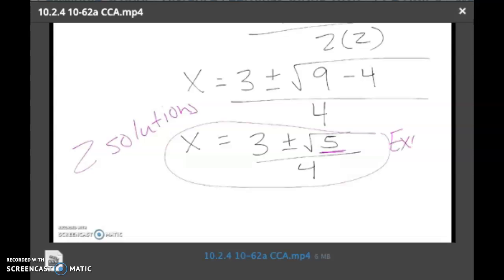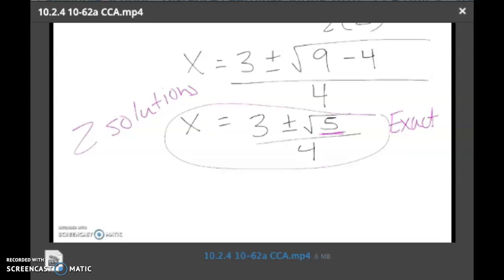And then the problem also asks us to find the approximate answer. So if I were to take 3 plus square root of 5 and divide it by 4 and put that in my calculator, and then take 3 minus the square root of 5 divided by 4 and put it in my calculator, I would get that x is approximately 1.31. Oops. Fix that. 1.31 or 0.19.